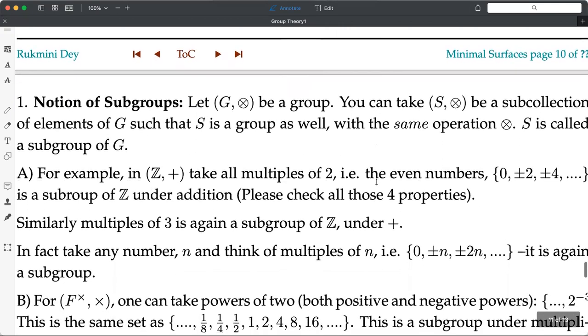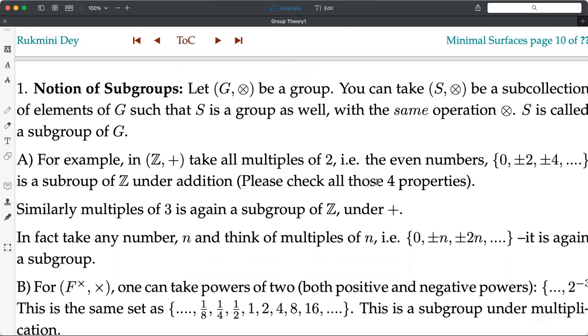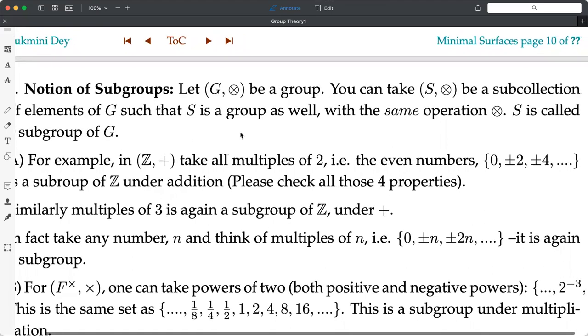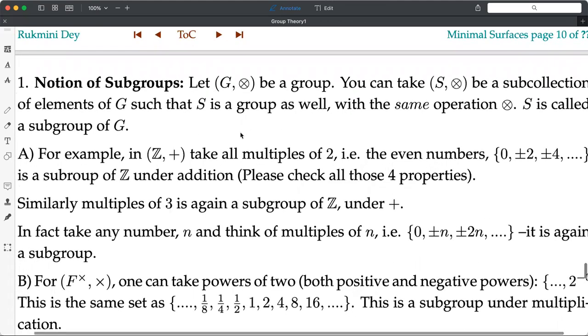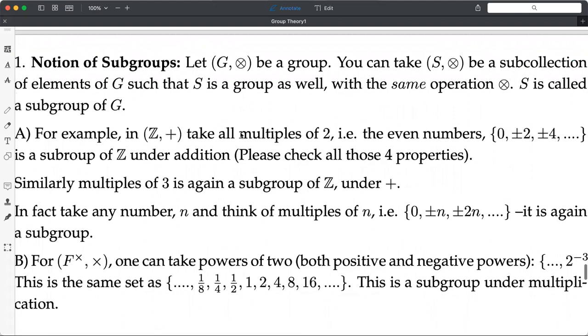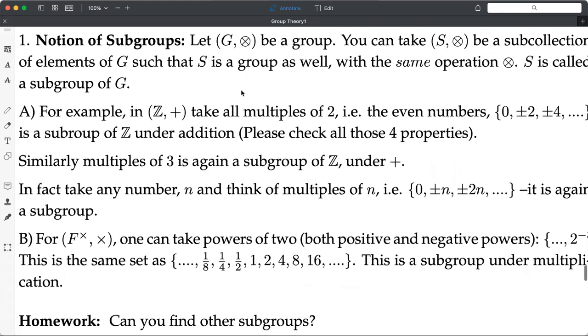One last notion: subgroups. This also turns out to be very important in group theory. Let G with circle be a group. Then you can take S with circle to be a sub-collection of elements of G, such that S is a group as well with the same operation circle. S is called a subgroup of G. So that means all 4 conditions are satisfied by S as well. But S is a sub-collection of G.